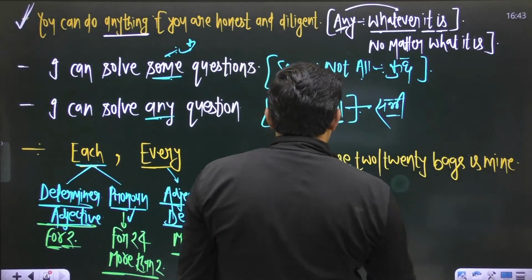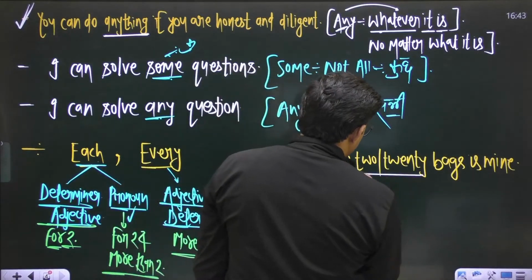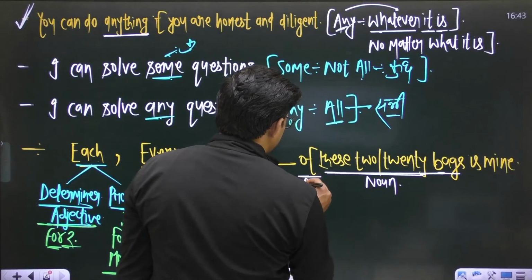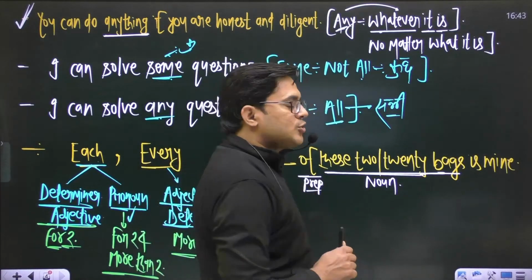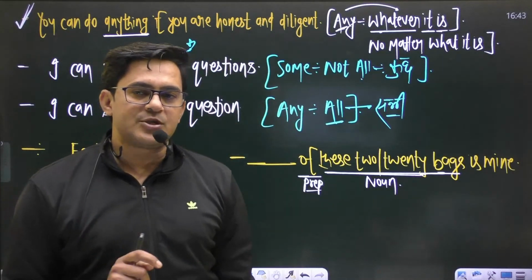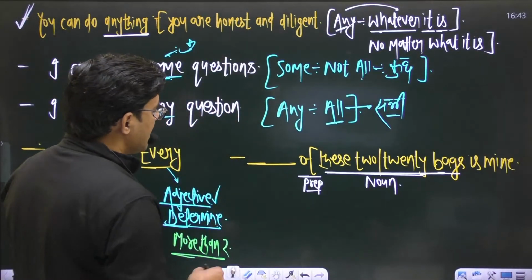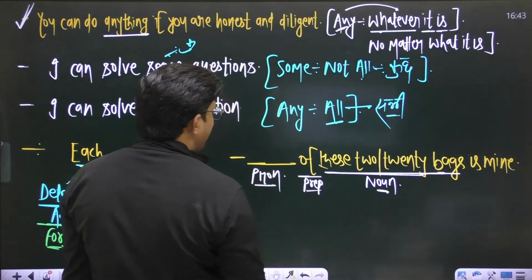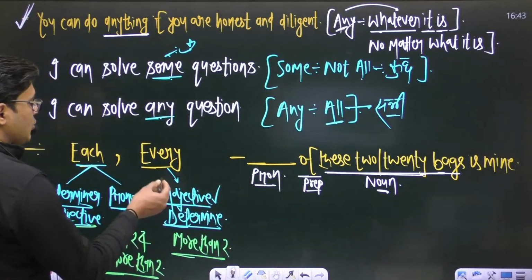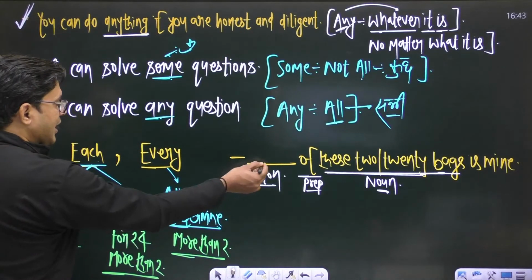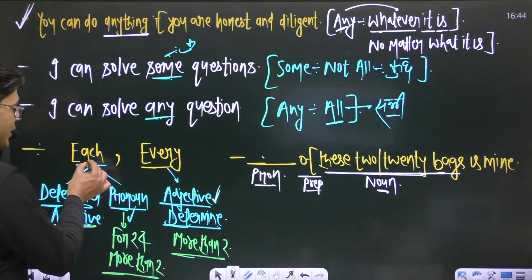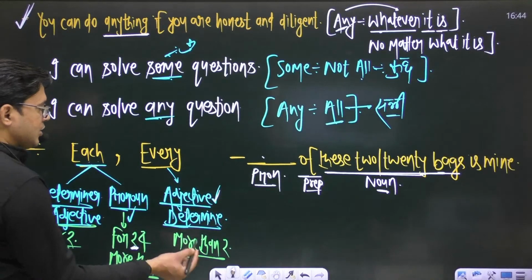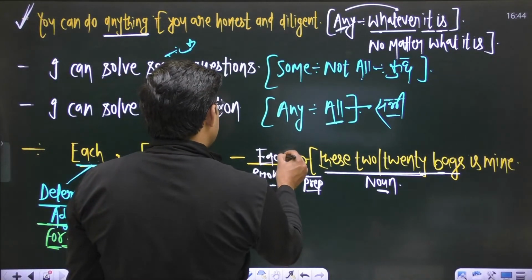Okay, in this sentence, this is a noun, 2 or 20 bags is mine, and this is a preposition. This preposition of is a preposition of relation, right? So it must be a noun or pronoun. Whenever you have to fill a pronoun, and we know every is a pure adjective, we can't use every over here, right? And whenever each is a pronoun, it is used for two and more than two. So here we have to use the word each.